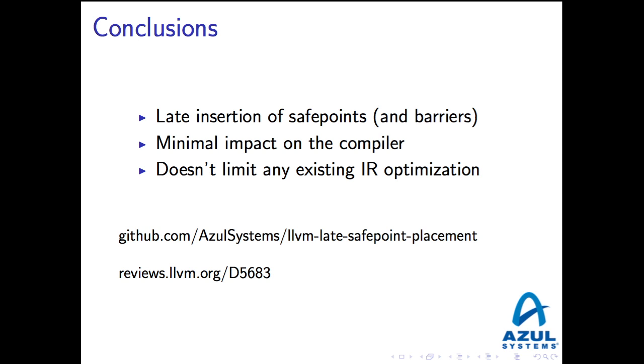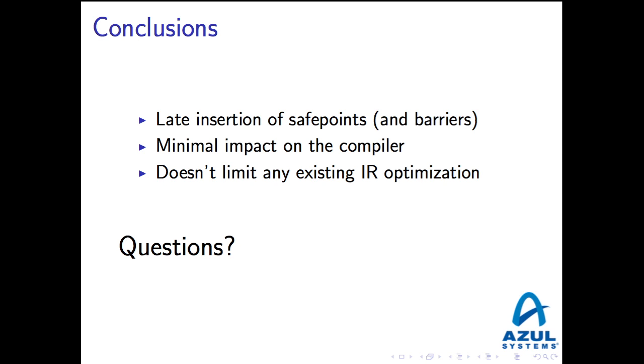The first link here is a GitHub repository that has the entire layered insertion pass and our representation of gc.statepoints and the whole thing. And we have split off a patch from it, which is just the representation part, and that's currently under review. That's the second link. So as I said, we'd like reviews. So, questions?